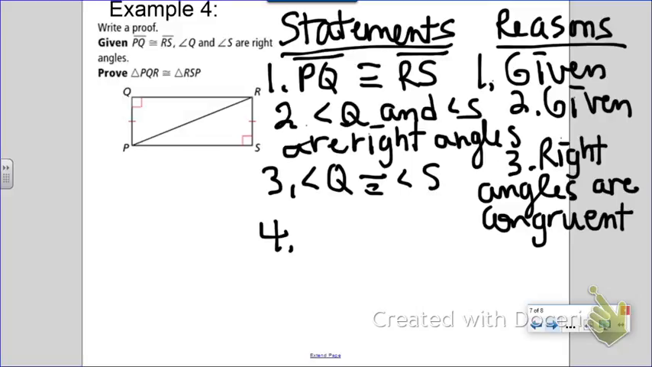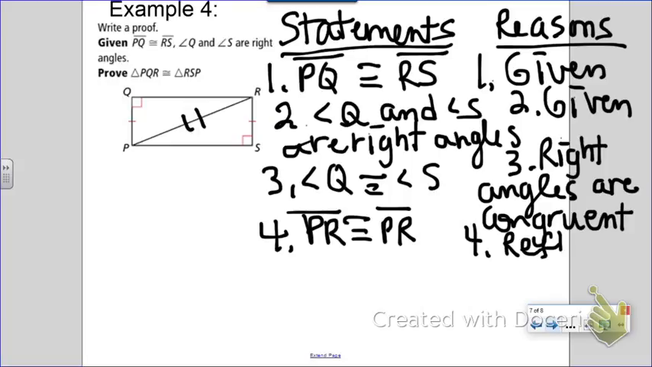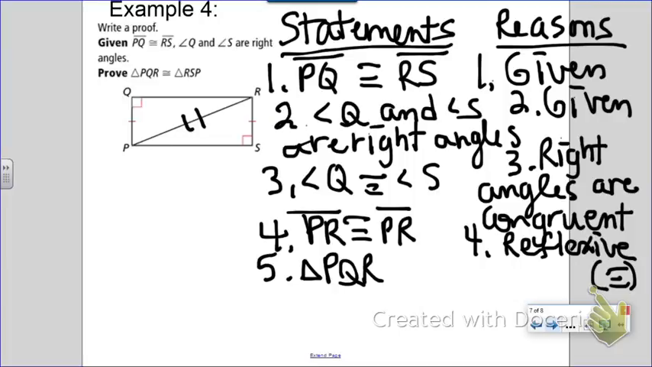We're looking for another part. We have a common side again. PR is congruent to PR, and that is the reflexive property of congruence. Therefore, my triangle PQR is congruent to triangle RSP. And once again, we have a right triangle, and it's not side-angle-side, therefore it has to be hypotenuse-leg. So if it's a right triangle and they are congruent, if it's not side-angle-side, more than likely it's hypotenuse-leg.